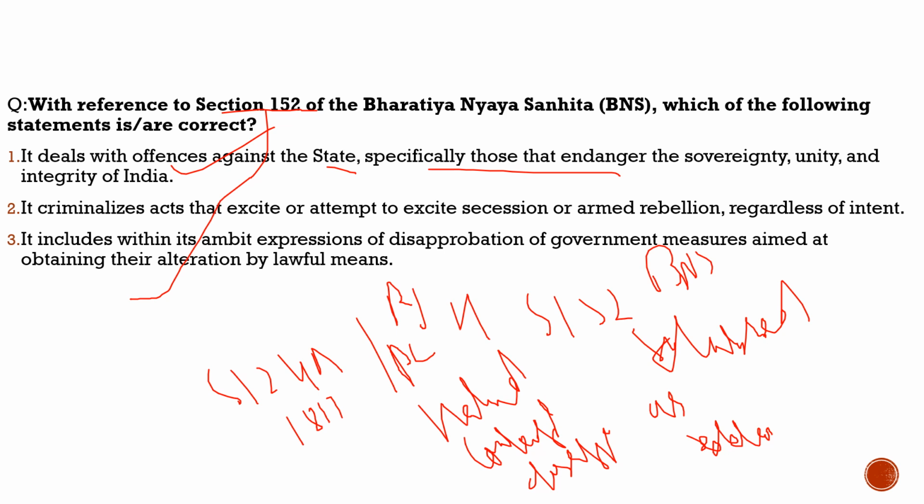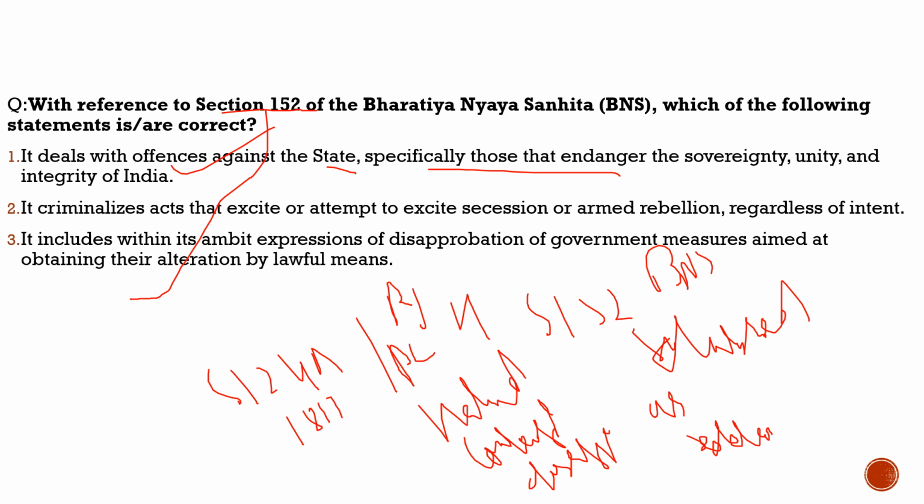For example, if you don't like a policy of the government, and certain supporters of the government like it while certain people don't, if you criticize that policy, would you be framed under this? These terms are very vague and not well defined. That is why the people who oppose it say these things should be clearly laid down, what are the actions which endanger the sovereignty, unity and integrity of India. So with respect to this question, the first statement is correct.